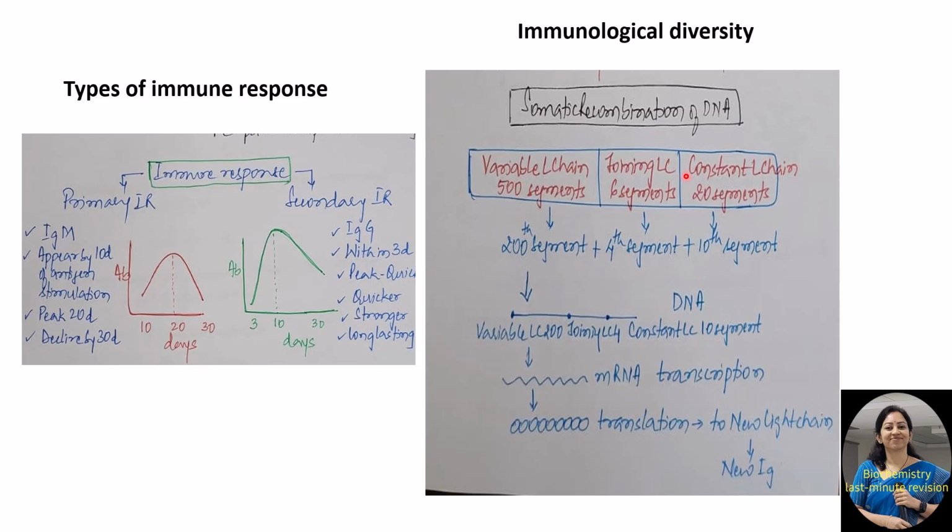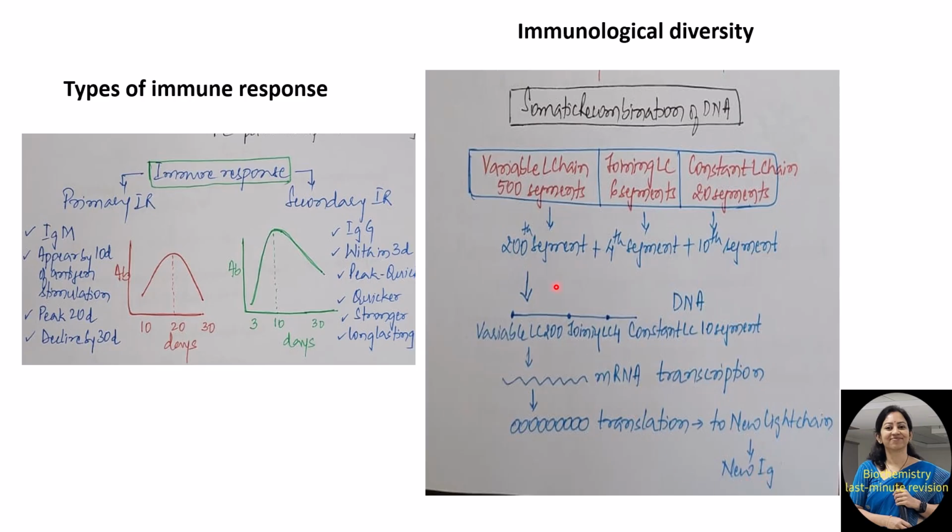This is the structural gene responsible for transcribing and translating, or producing, the immunoglobulin light chain. It has a variable segment, a joining segment and a constant segment. The variable region has 500 segments, the joining region has 6 segments, and the constant light chain has 20 segments. For example, the first 200 segments from the variable region join with the first 4 segments of the joining region and the first 10 segments of the constant light chain, and this is transcribed and translated to produce a new light chain.